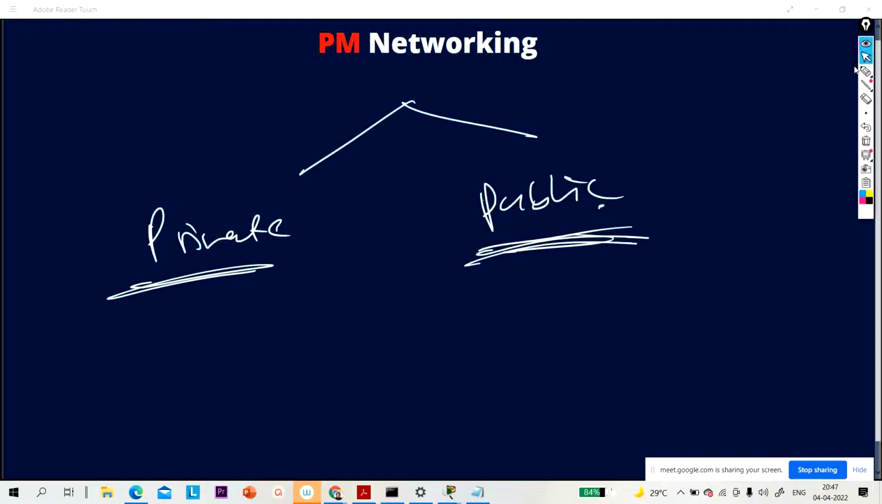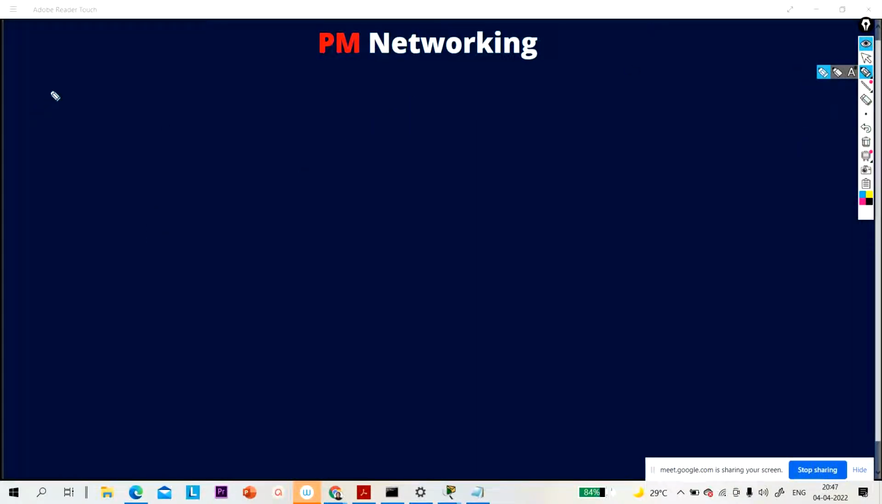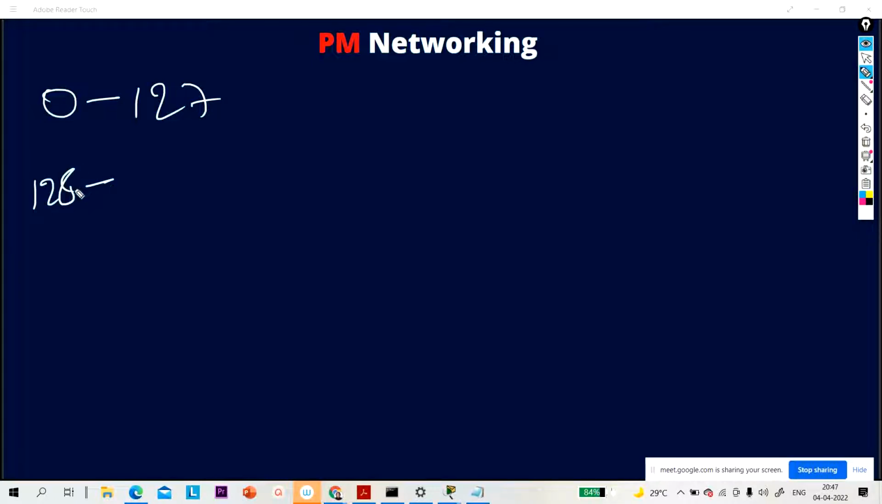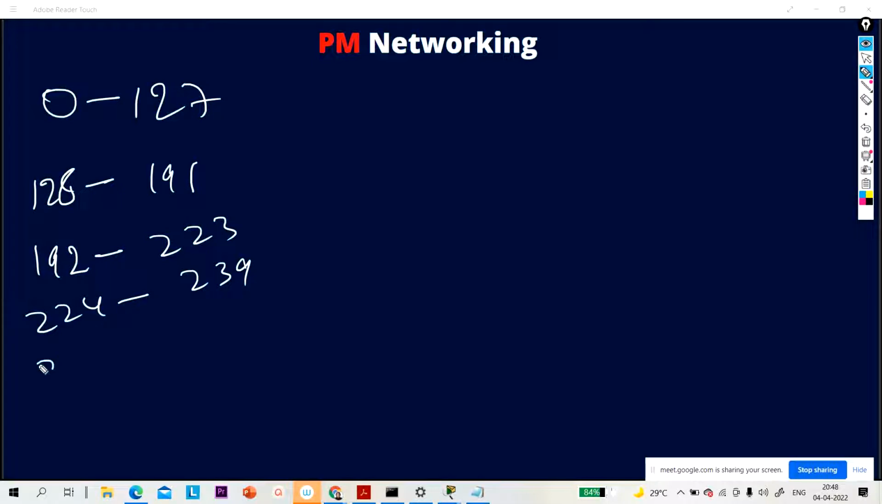Anyone know the range of class A? 1 to 126. 127. Could be 126, I think. 127 is reserved. No, 128, I think. 128 to 191. Then 192 to 223. Then 224 to 239. Then 240 to 255. Okay.